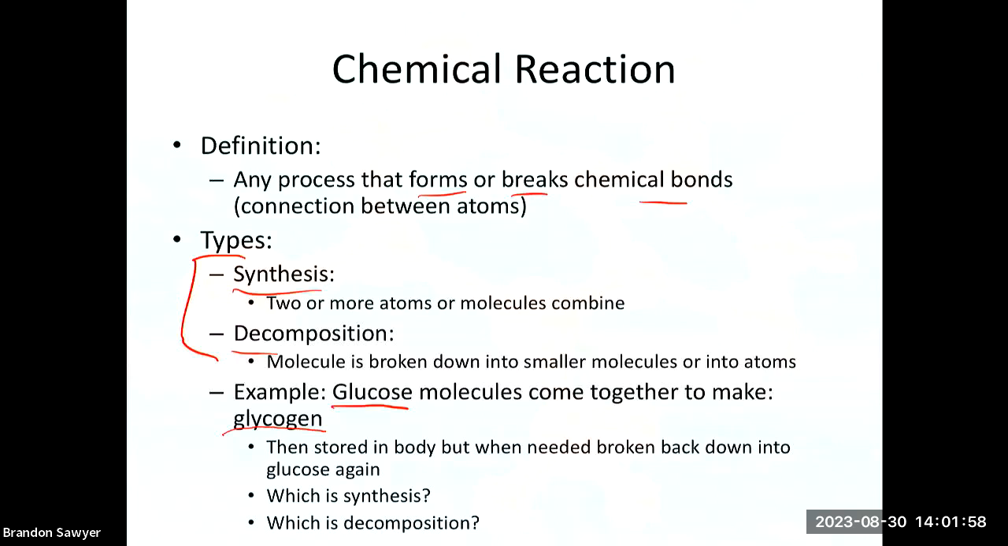So the synthesis one is forming glycogen. Decomposition is breaking down glycogen.